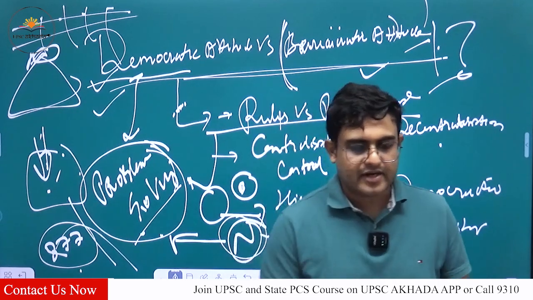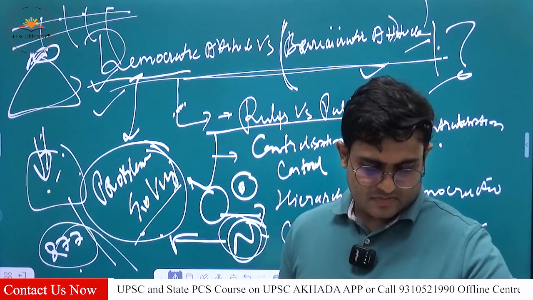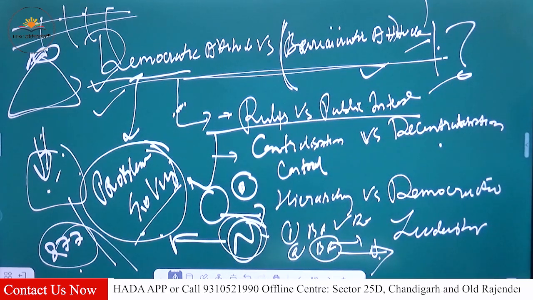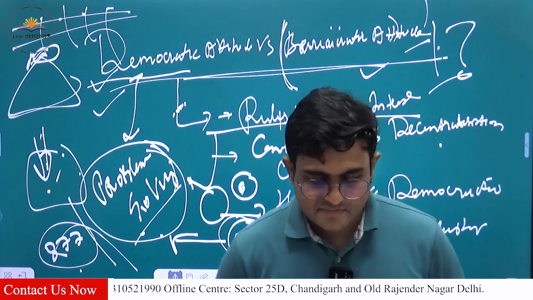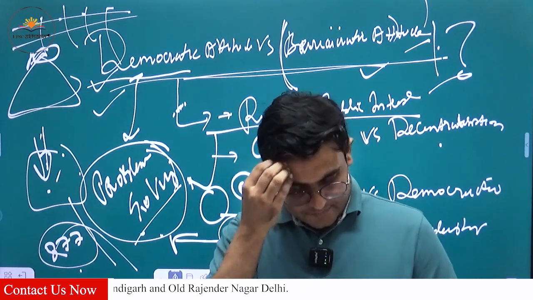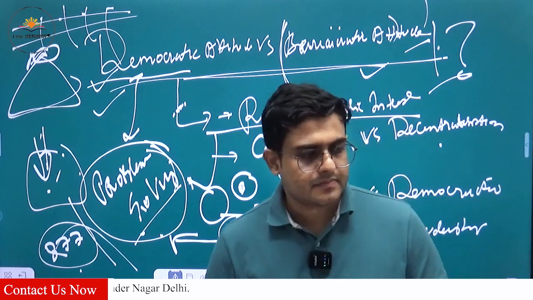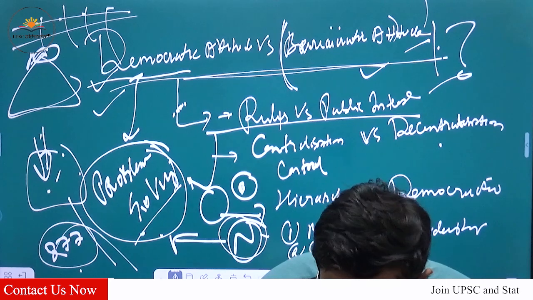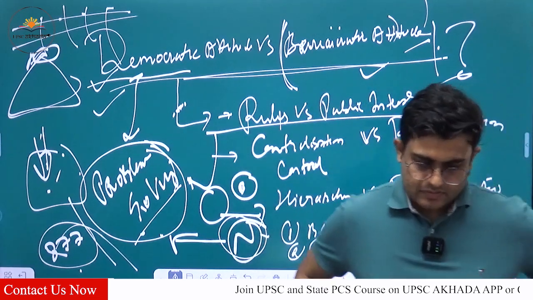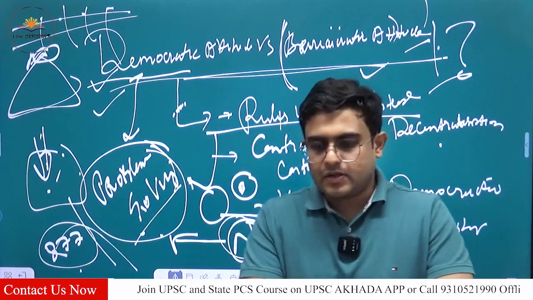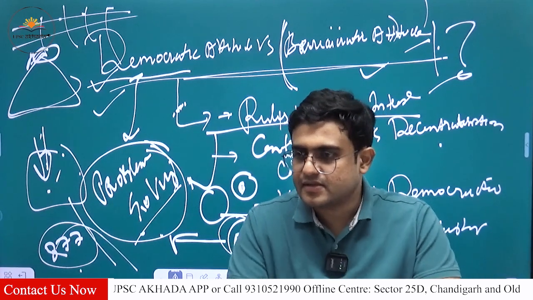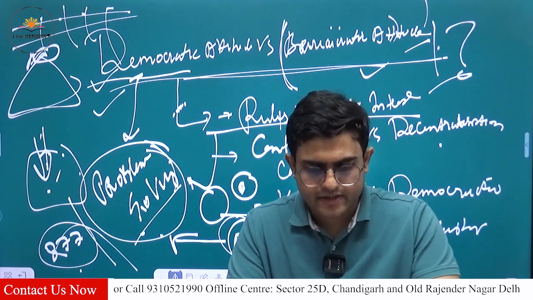So write down democratic attitude versus bureaucratic attitude. Democratic attitude relates to democratic values, such as liberty, equality, freedom, justice. People who possess these values have a democratic attitude.